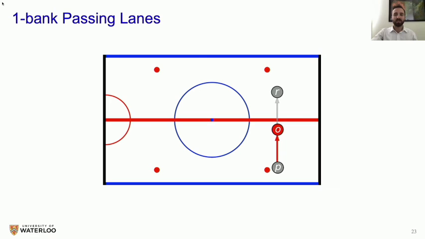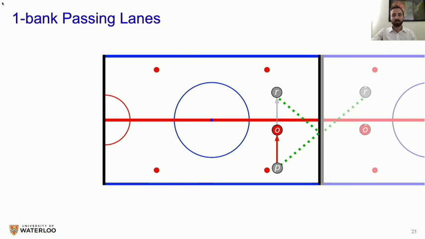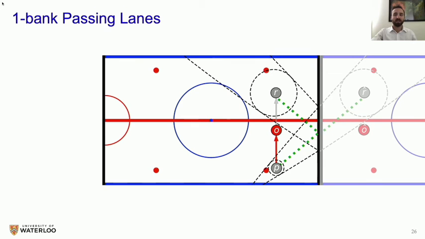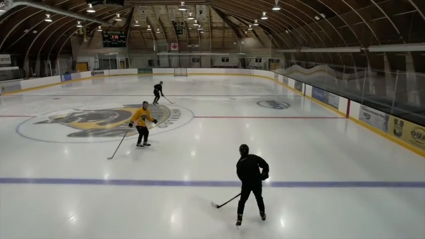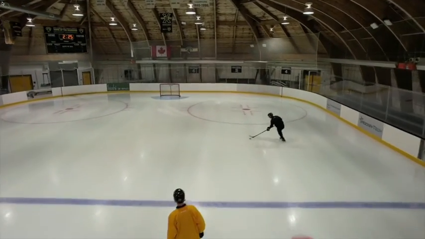The direct passing lane is modeled to be basically non-existent. However, P can make a one-bank pass to R, which is more open than this direct pass. To model this, we reflect the ice surface about the boards, including all potential receivers and opponents shown here. We can then approximately model the passing lane as a direct pass with regards to all real and imaginary opponents on the ice. For example, I'm unable to make this direct pass to my teammate. But if I consider indirect passing lanes, I can make a clean pass to my teammate with less risk of interception.